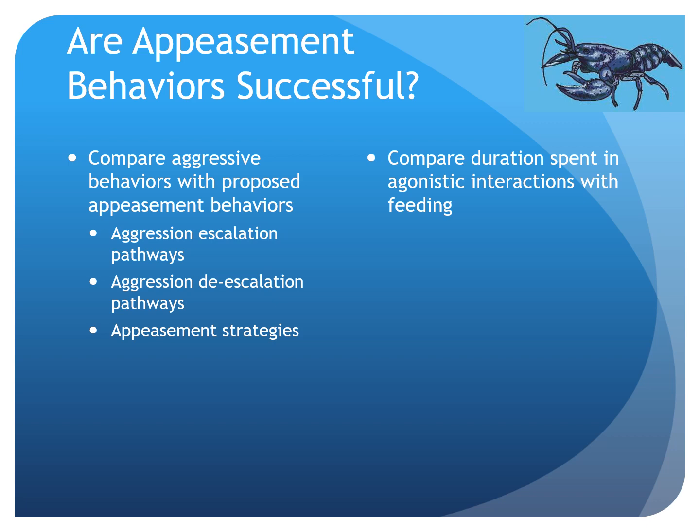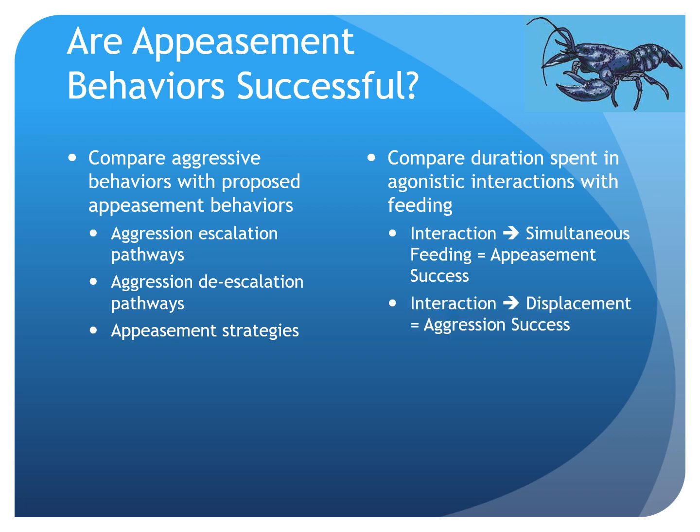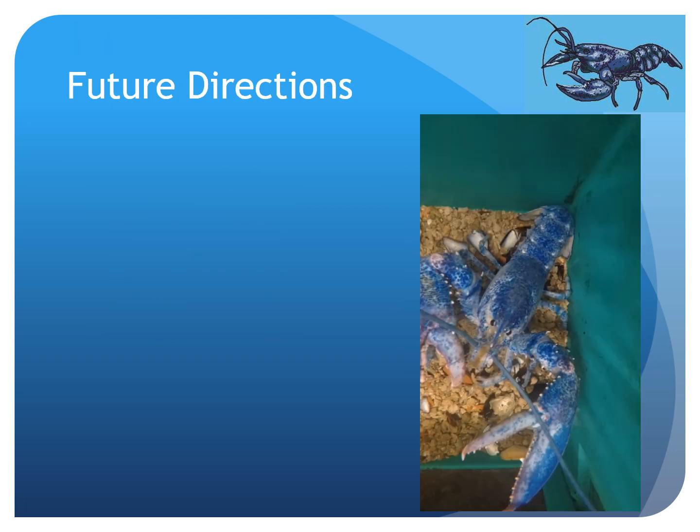Another way to measure the possible effectiveness of the proposed appeasement behaviors is to compare the duration lobsters spend in agonistic interactions with the amount of time spent feeding together. If two lobsters begin an agonistic encounter with the feeding lobster displaying aggressive behaviors and the new lobster primarily displaying appeasement behaviors, and the encounter ends with simultaneous feeding, then the interaction could be considered an appeasement success. If, however, both lobsters display aggressive behaviors and the new lobster displaces the first lobster, it could be considered an aggression success. And if the new lobster fails to feed at all, then it would be recorded as a failure.